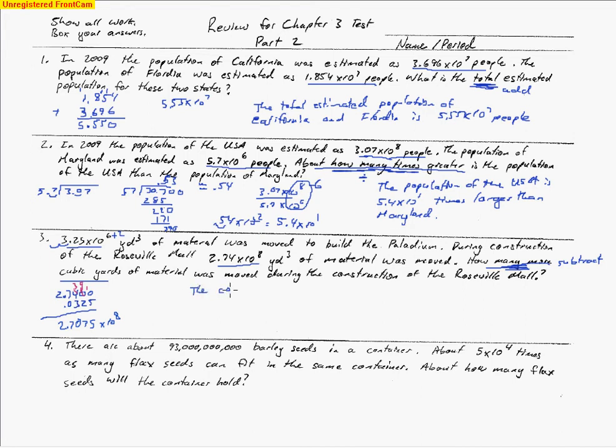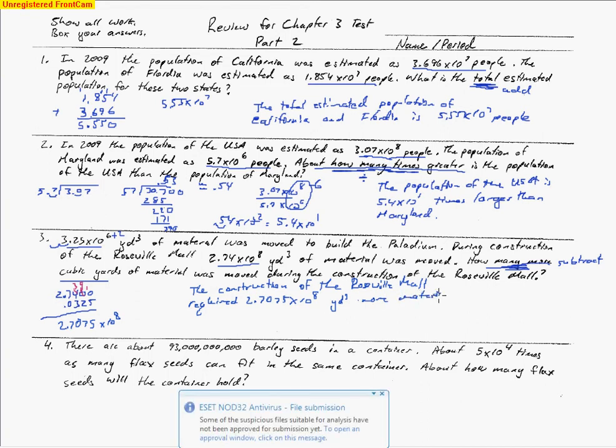So the construction of the Roseville Mall required, and then we write the number 2.7075 times 10 to the 8th cubic yards more material than the Palladium.